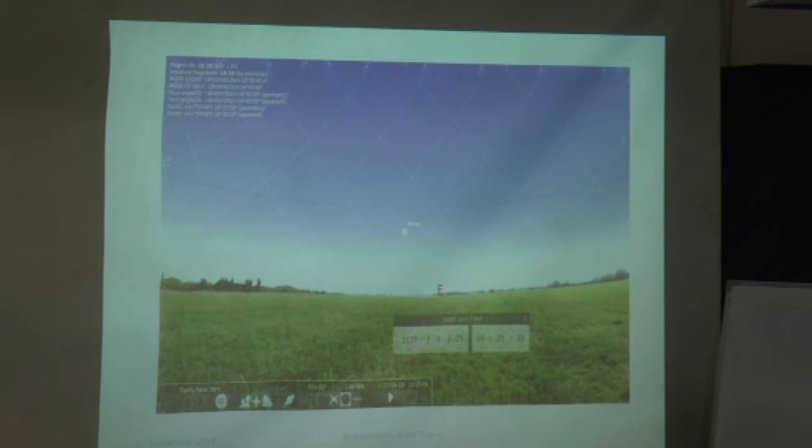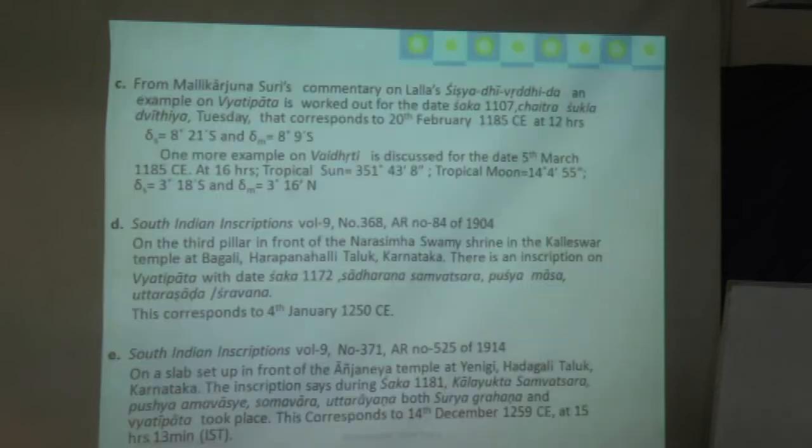I could not take the picture of here. You can notice the moon is here. But I could not take the picture of the sun because the sun is very bright, so I couldn't get these values to be shown. So that's why I've taken only the moon's picture from this.